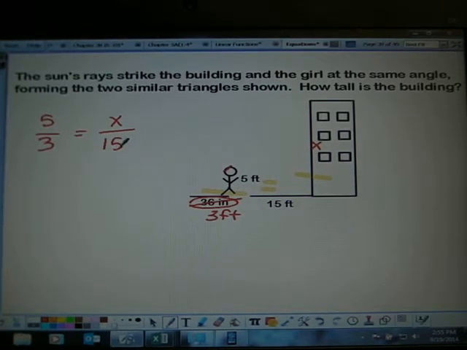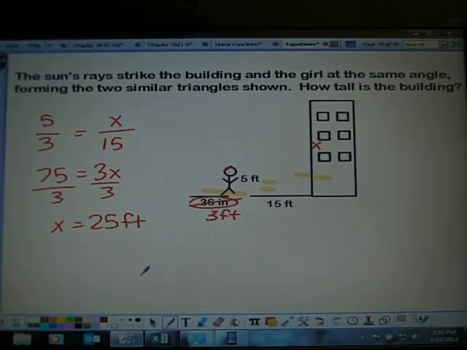Again, these are all feet, so this one's going to be in feet also. Well, if we cross multiply, 5 times 15 gives you 75. 3 times x is 3x. Divide both sides by 3, and you get x equals 25. And make sure you label it 25 feet, since we're dealing with a word problem.